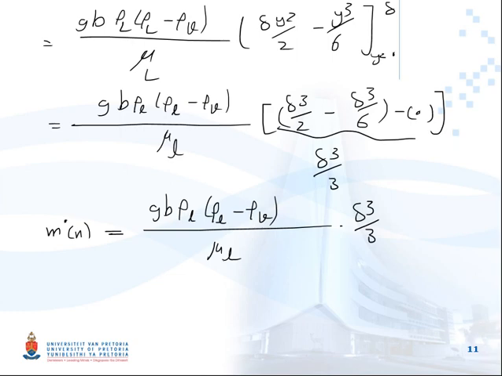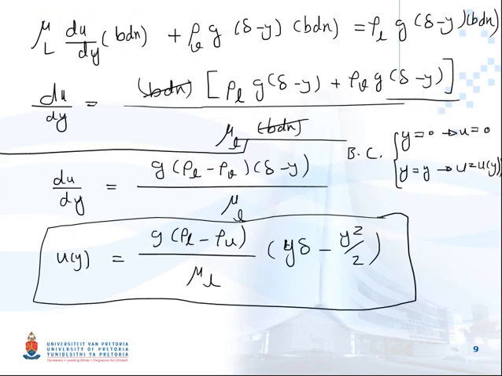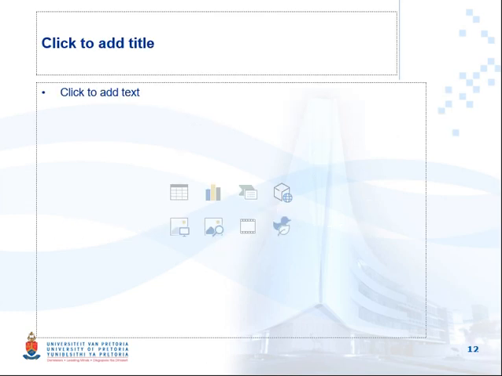So now how are we going to use it, because it's not very similar to the correlation that we showed from Nusselt, which is in terms of h. Just like we calculated, we found the velocity profile, and from the velocity profile we found the m dot. Now from m dot we want to find h. Okay, so how do we do it here? It's very simple.